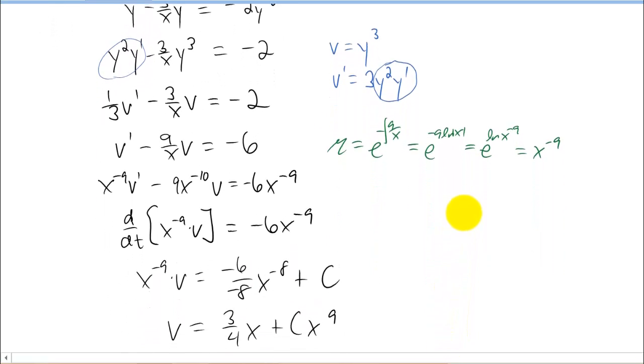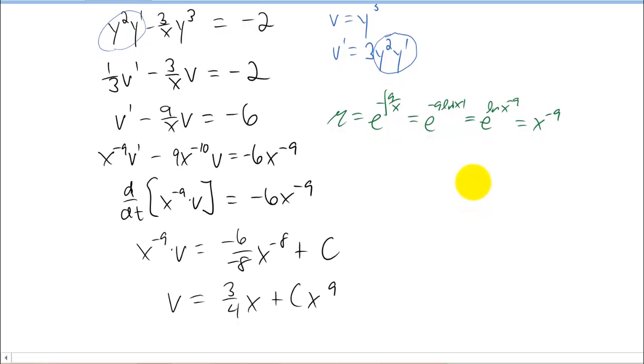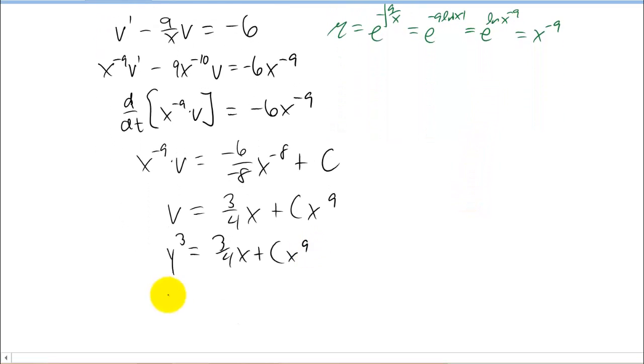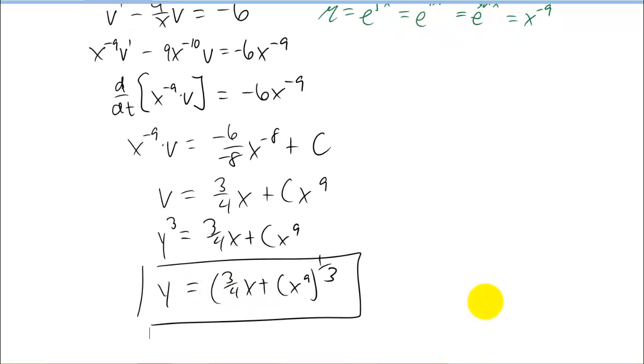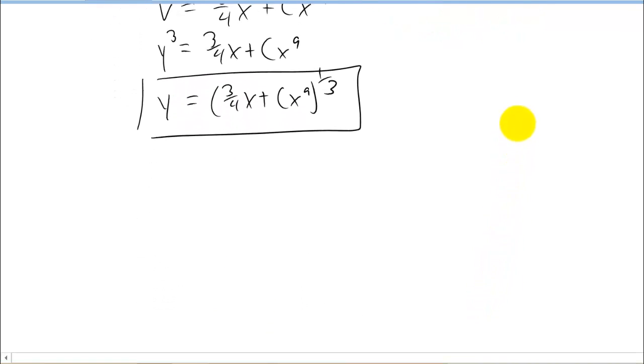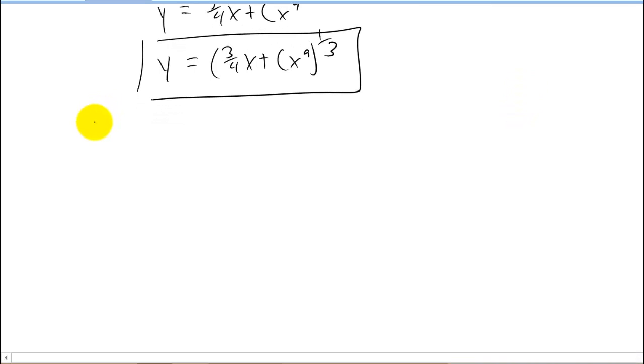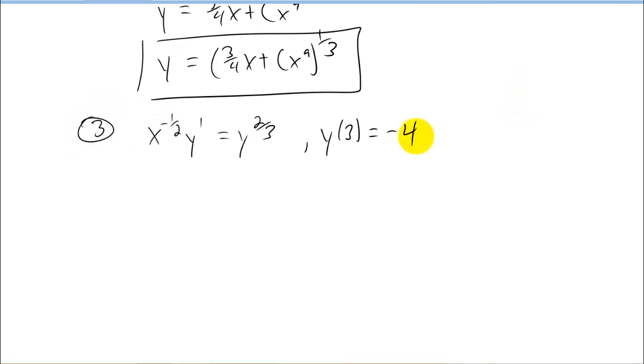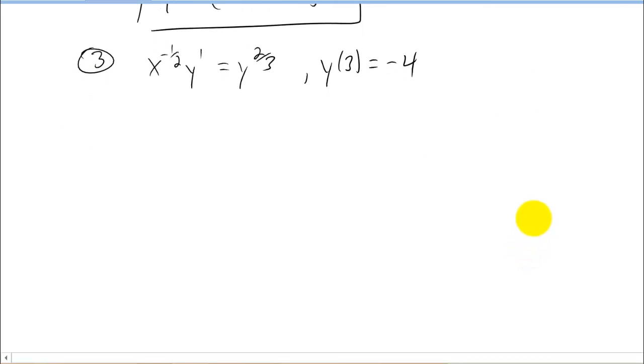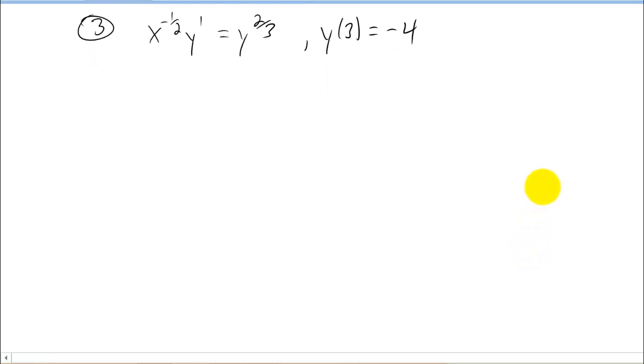So what we need to do is back substitute v equals y cubed, and solve for y by raising both sides to the 1/3 power or doing a cube root. Okay, there's no initial condition for that, so we don't need to solve for c. That is going to be the final answer. The next question asks, what is the largest rectangle on which we are guaranteed a unique solution to that initial value problem, which means we're using the uniqueness theorem.